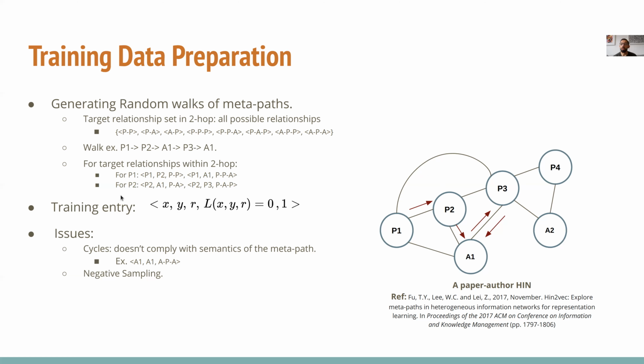And once we prepare all this, we call it our training data. And there are a couple of issues or challenges that I think we need to mention here. First of all, extracting the meta path training examples, you can run into cycles. An example of this is A1, A1. Like we can see from the random walk above, A1 and A1, and they are connected through the meta path APA. But actually, this doesn't comply with the semantic of this APA metapath.